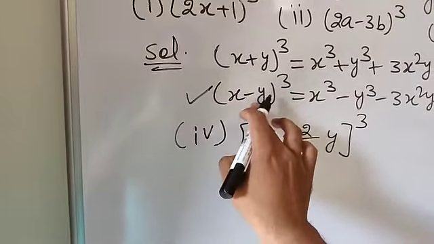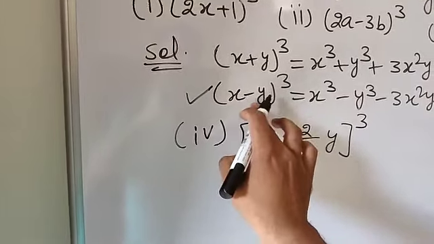So minus 2 by 3 y cube, minus 3x square y, so minus 3 into x square into y which is 2 by 3 y, and plus 3xy square, so plus 3 into x into y which is 2 by 3 y square. Now open the bracket. So it will be x cube minus 2 cube 8, 3 cube 27, y cube.